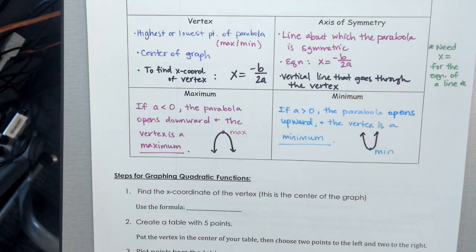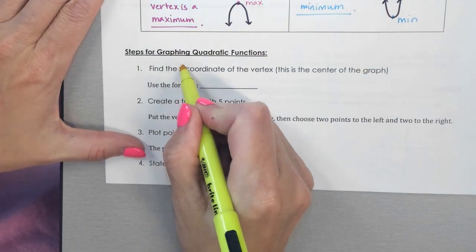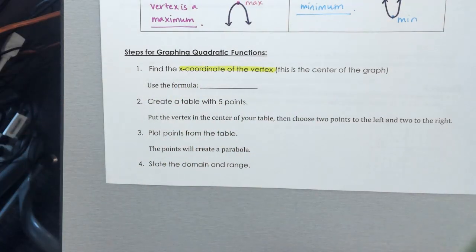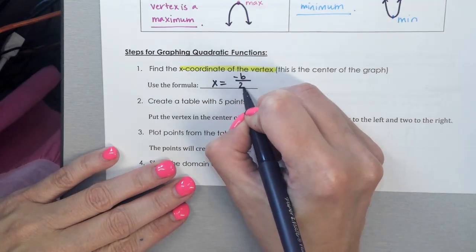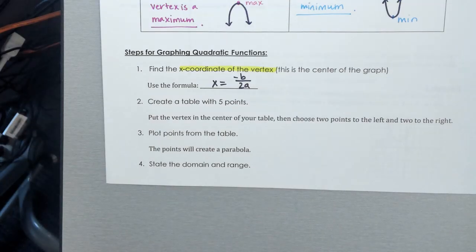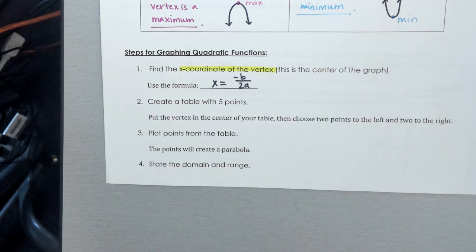Okay, so when we are graphing quadratic functions, we are going to follow those steps below. So the first thing we're going to do is find the x-coordinate of the vertex, and that's because it's the center. Okay, so to find the x-coordinate of the vertex, we just wrote down that we are going to use this lovely formula. X is the opposite of b over 2a. Notice I keep saying opposite instead of negative. That's so if you have a negative, when you plug it in, you don't have to worry about making the negative negative. You just change it to a positive.